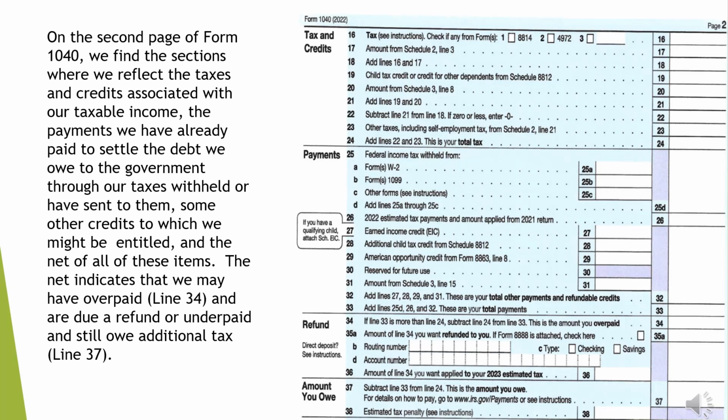If you underpaid, then the IRS wants you to go ahead and settle up with them and send that money in. And so this is reflected on line 37. If you underpaid by a significant amount, you could owe a tax penalty by not paying enough during the course of the year. And there's a line there for calculating your tax penalty.